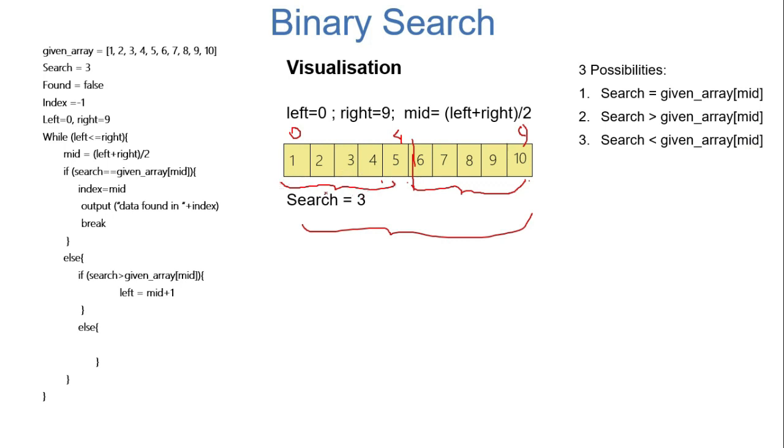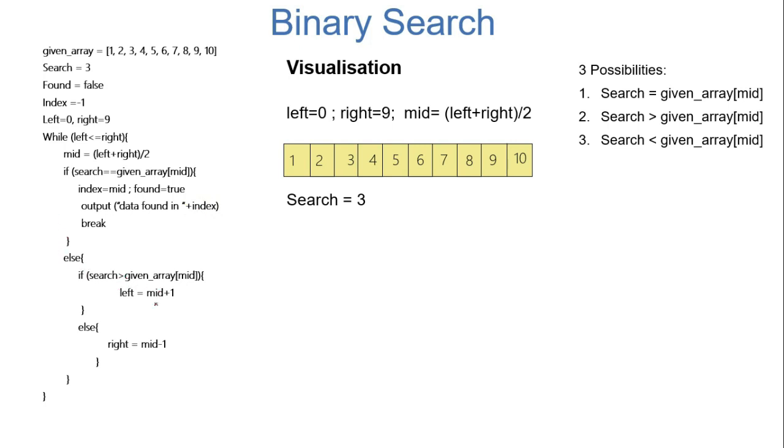Since my searching area is in the left, then my right needs to be updated. My right now, instead of 9, I need to update it with mid minus 1, which is here. So here is the instruction: right equals mid minus 1. As soon as data is found, we give the output data found and tell the position of the element. Otherwise, check the second possibility.